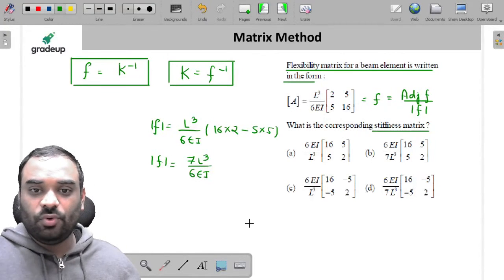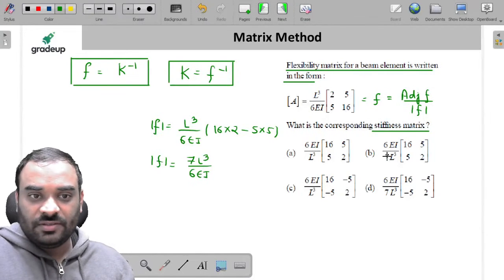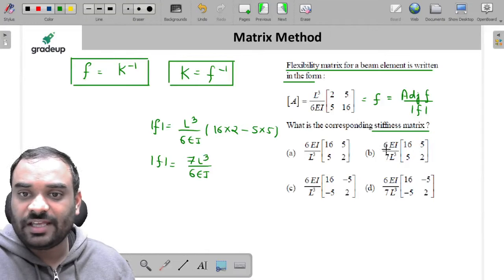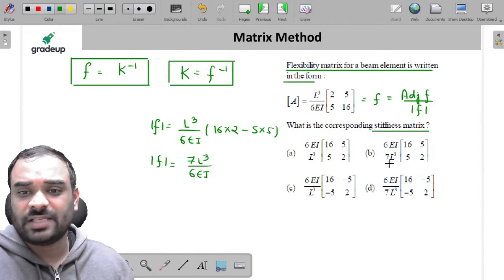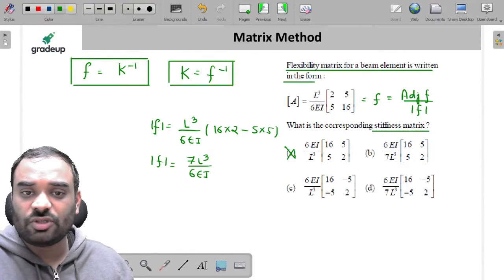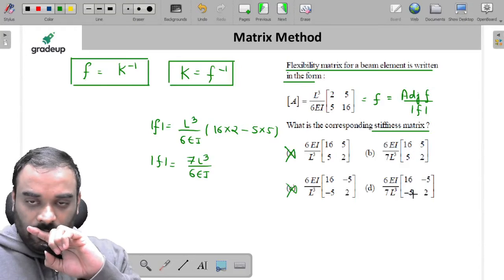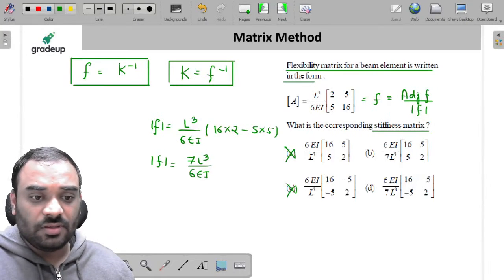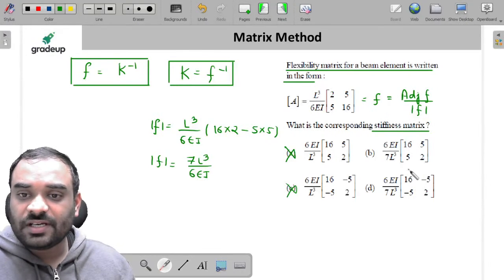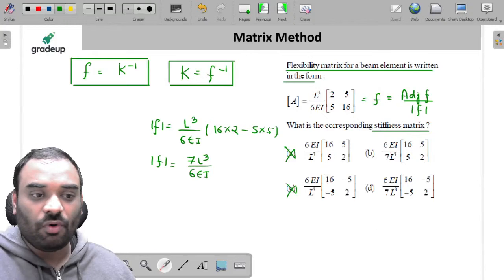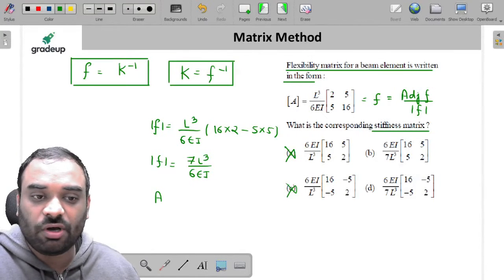Now, my dear friends, only two options are there in which the inverse of mod of F is written in this manner, nothing but 6EI by 7L cube. So my dear friends, these options can be eliminated. Okay, sir. Now, excuse me. Now, which option is the correct answer over here? Now tell me, guys. D or B? What we have to do? We have to find the adjoint of F also.